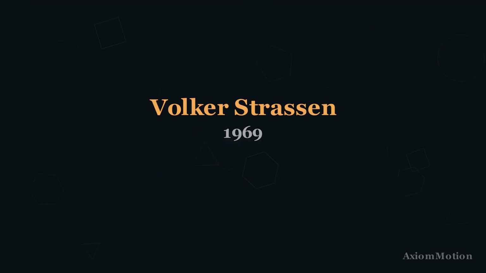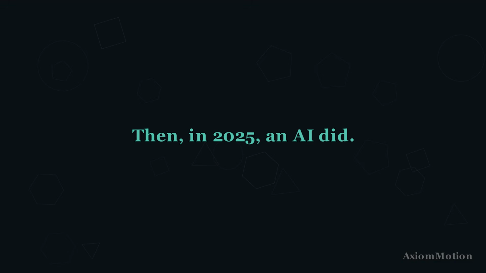In 1969, a mathematician named Volker Strassen discovered something that should not have been possible. He found a shortcut, a way to multiply matrices using fewer steps than anyone thought was the minimum. For 56 years, nobody could do better. Then, in 2025, an AI did.